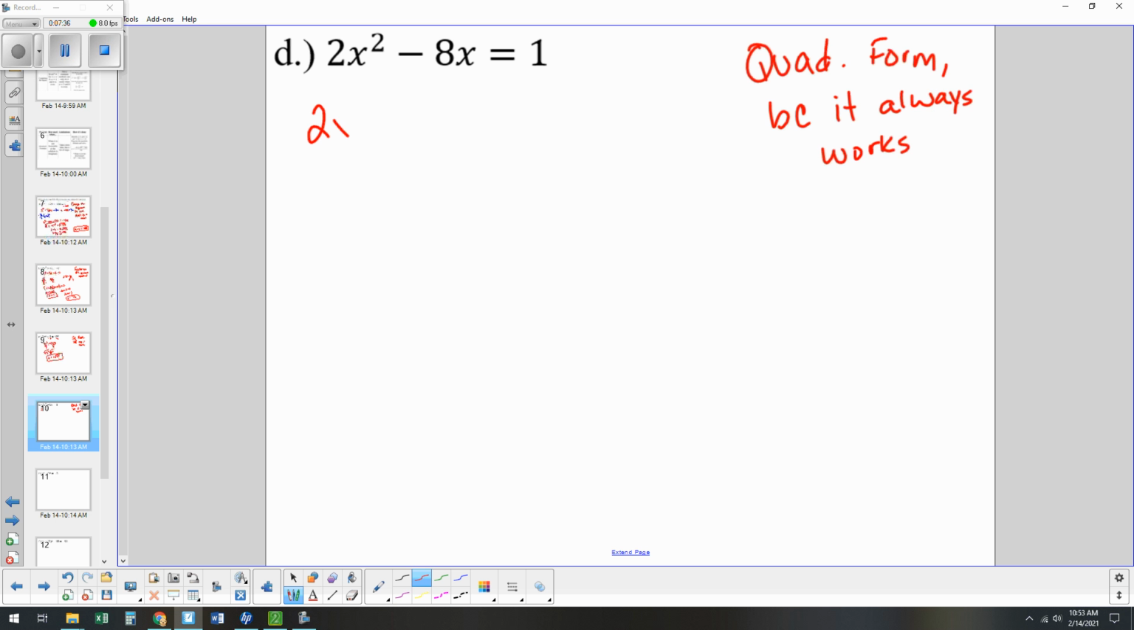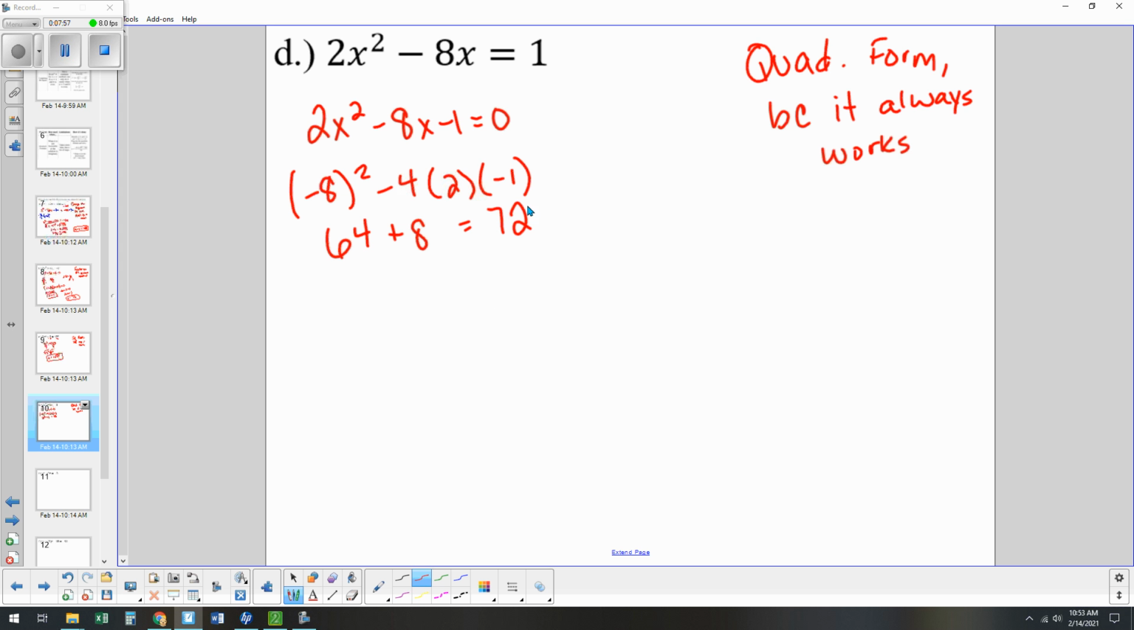So I'm still going to get it equal to 0. So my a is 2, my b is negative 8, my c is negative 1. So I'm going to start with b squared minus 4ac. That's 64, 2 negatives is a positive 8, and we get 72. And this just shows that it's not factorable because the discriminant is not a perfect square. If it was a perfect square, it would be factorable. So I'm going to plug it into the quadratic formula. That's the opposite of b plus or minus the square root of 72 all over 2 times 2.